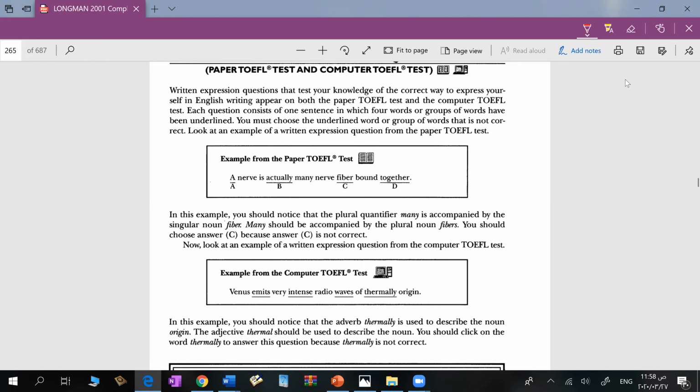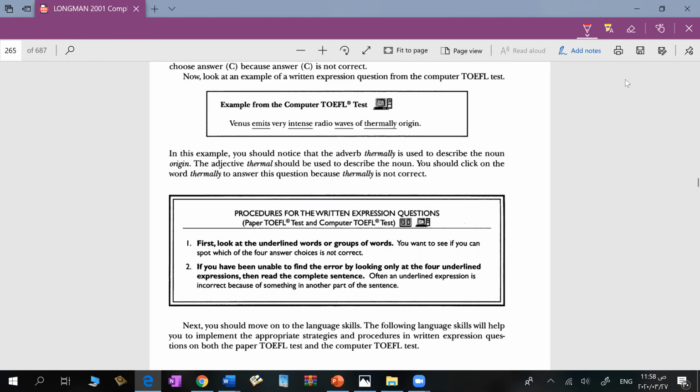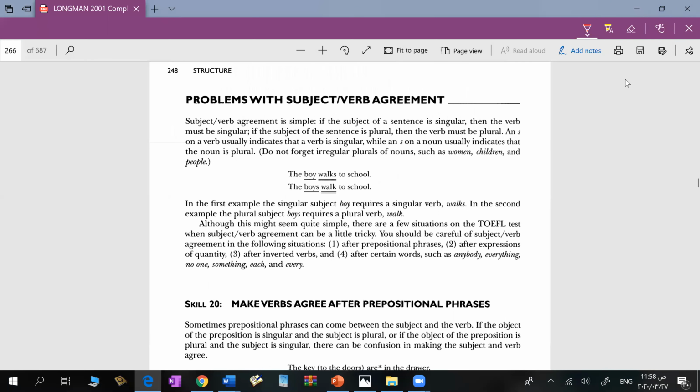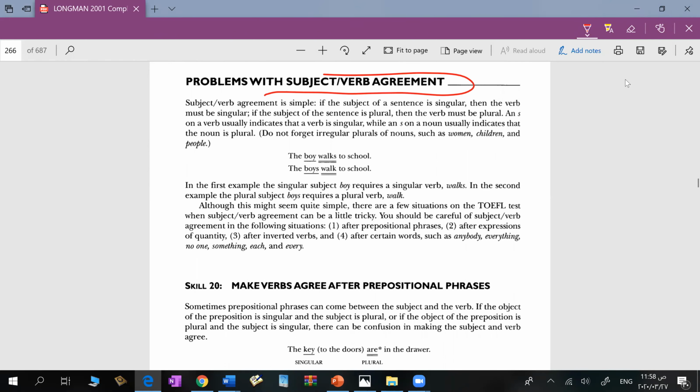Here, it's pretty much the same as the last types of questions, but you need to decide on the part of the sentence where there is an error. The sentence has 4 parts, and one of them has an error. So what you need to do is decide on the error, and of course, we'll correct it together. And look at the skill to follow: problems with subject-verb agreement.